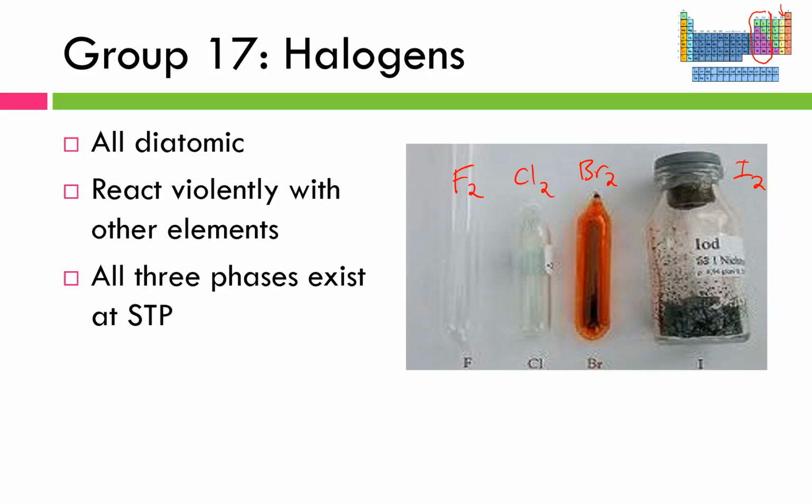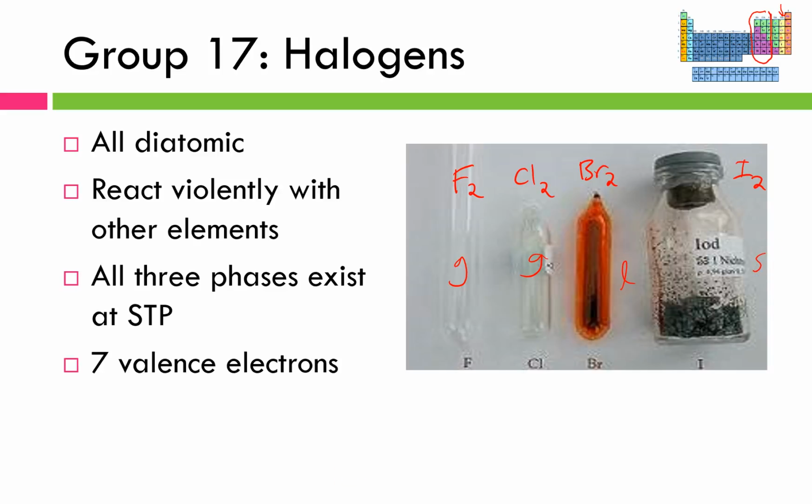Kind of a fun trivia fact, all 3 phases of matter exist at STP. So at standard temperature, which is 0 degrees Celsius, and standard pressure, which is 1 atmosphere, you've got fluorine and chlorine as gases. Bromine is one of the rare liquids on our periodic table, and iodine is a solid.